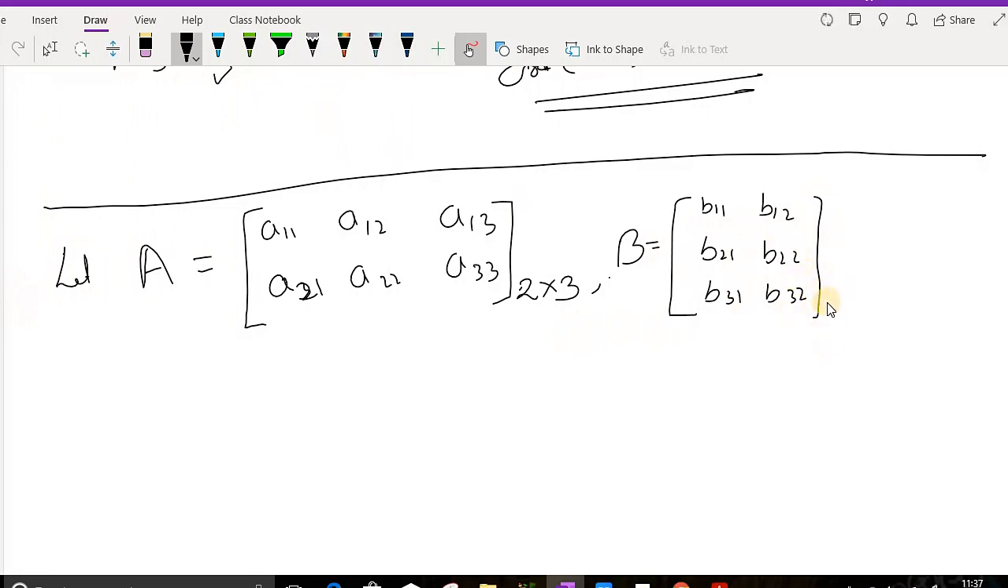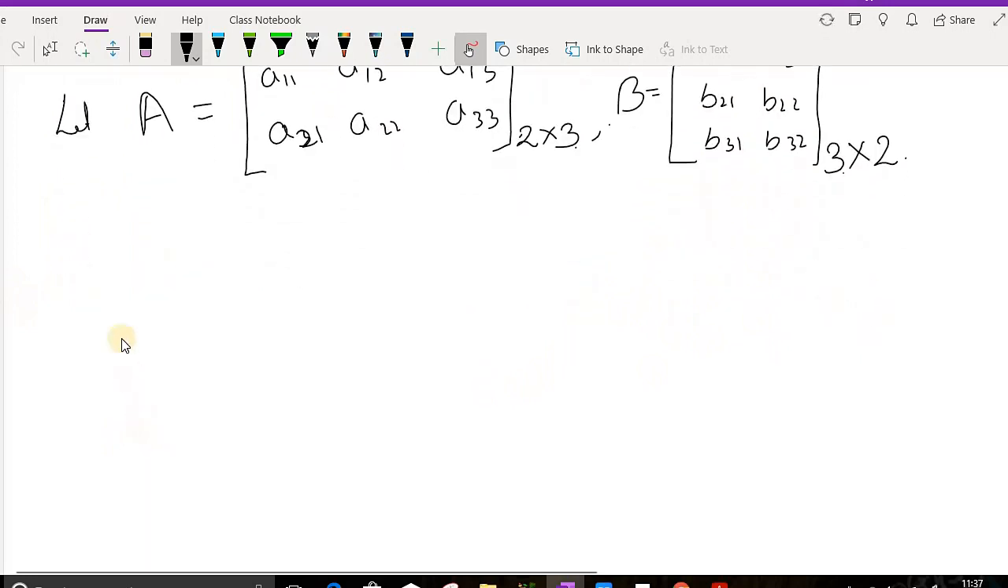What will be the order of matrix A? 3/2. Yes, this is 3/2. So the number of rows is 1, 2, 3, and you have 2 columns. So this is 3/2. Now you see this 3 is equal to this 3, so the multiplication is possible.